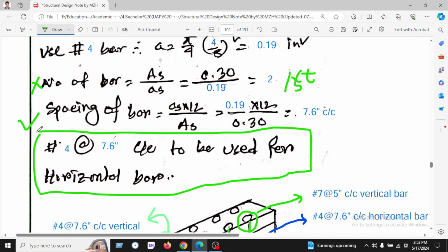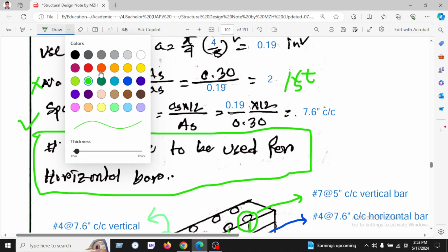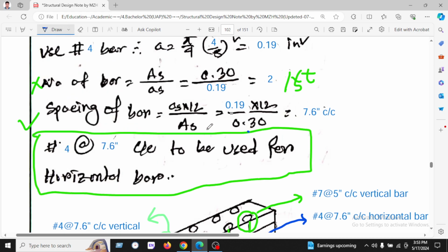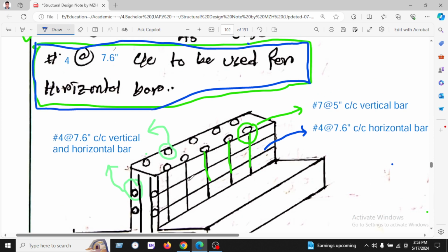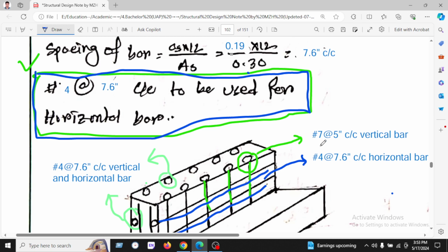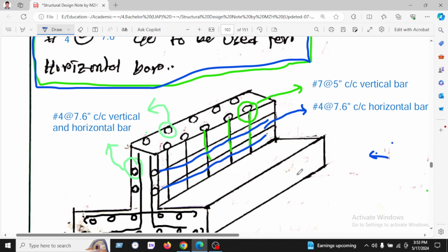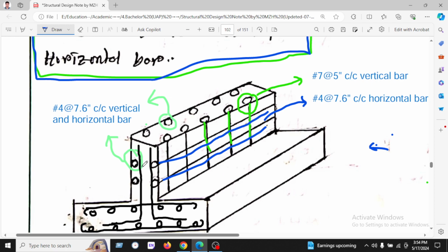So one thing is that I want to mark this with a color. So this is our horizontal bar. Here is the horizontal bar. Here is the horizontal bar. We have used number 4 bar center to center where the soil is resting. Here is the soil portion. But how will we calculate the other side like this?